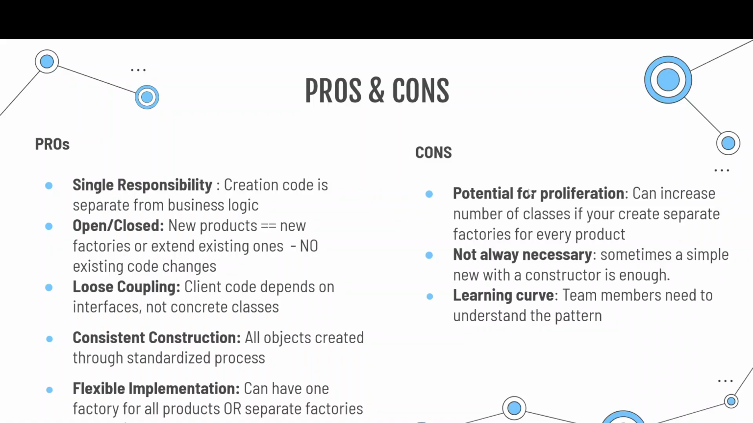The cons, so there are some cons you need to be aware of. Potential for proliferation, can increase the number of classes if you create separate factories for every product, and that's why I showed you the other method. So you don't have to have a factory per product. You can just have one factory that creates all your products. Not always necessary. Sometimes a simple new constructor is enough, right? And then learning curve, your team members need to understand the pattern. So those are the pros and cons, but factory method is always great. So it just depends on your use case. It's like everything in software design and architecture. It depends, right? You have to really understand the business problem, and then you apply it.